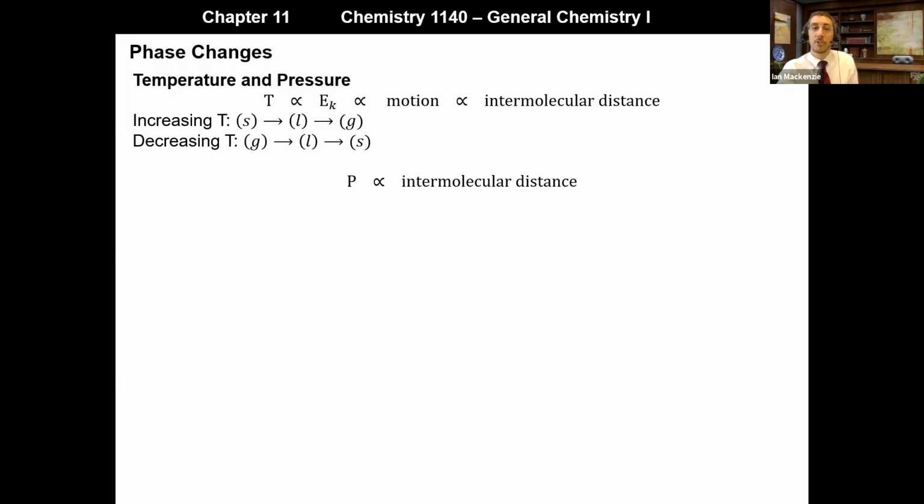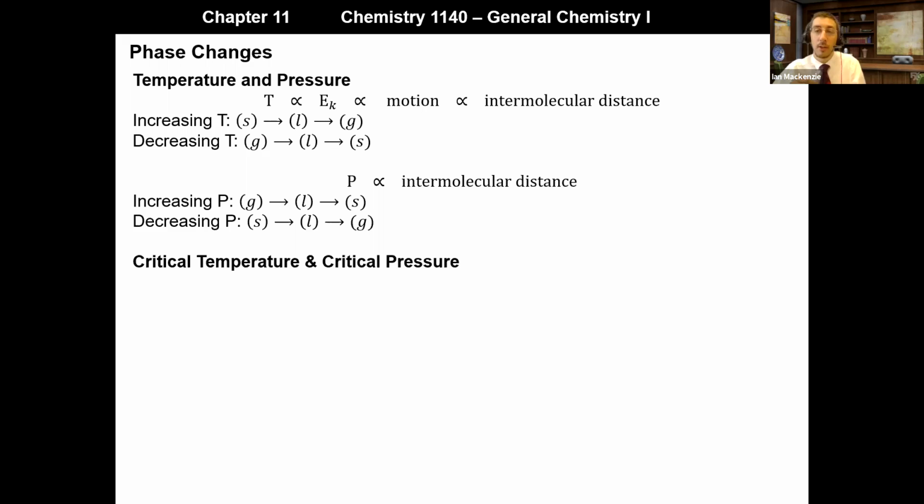Pressure, on the other hand, is not directly proportional to the kinetic energy exactly, but it is directly proportional to the intermolecular distance. So the distance between molecules is dependent on the pressure of the system. If we increase the pressure, we force the molecules to be closer to each other. We decrease the intermolecular distance. So I guess pressure and intermolecular distance are inversely proportional to each other. So increasing the pressure goes from gas to liquid to solid, and vice versa. Decreasing it goes from solid to liquid to gas.